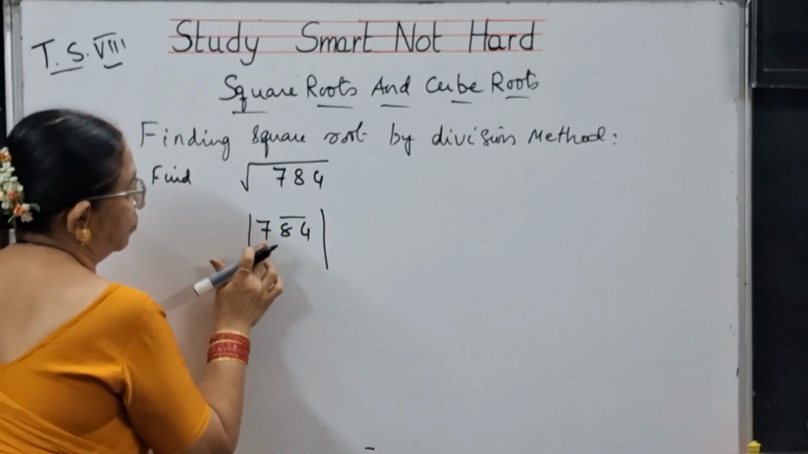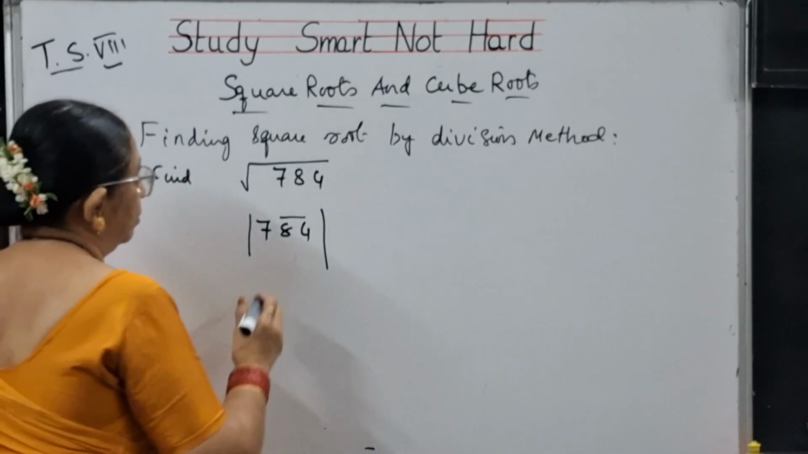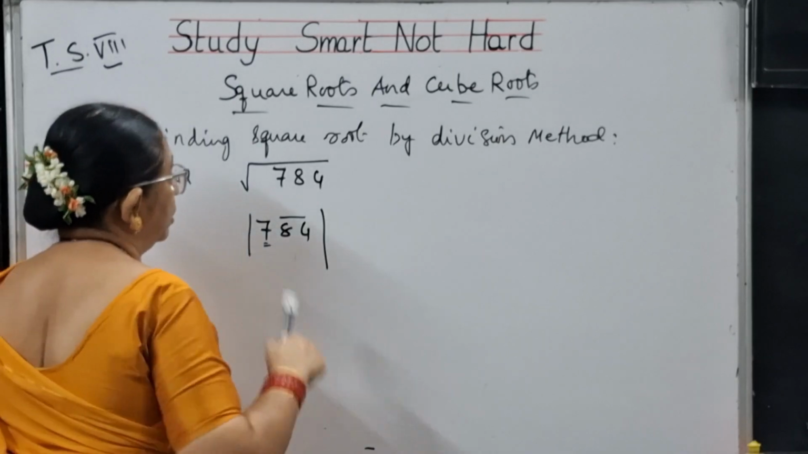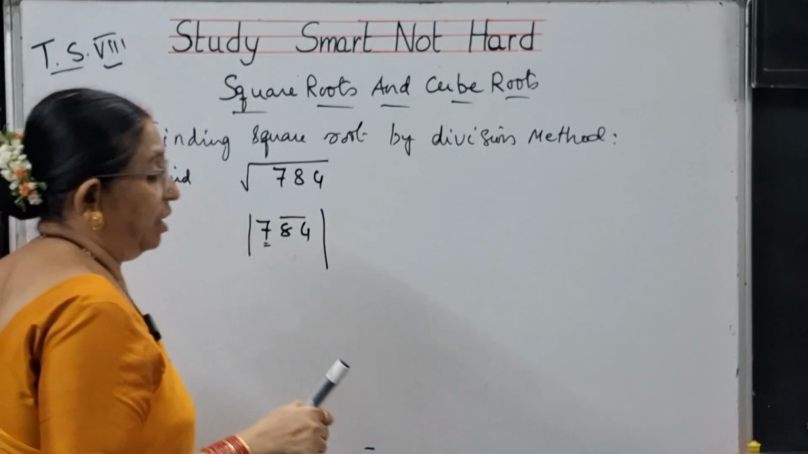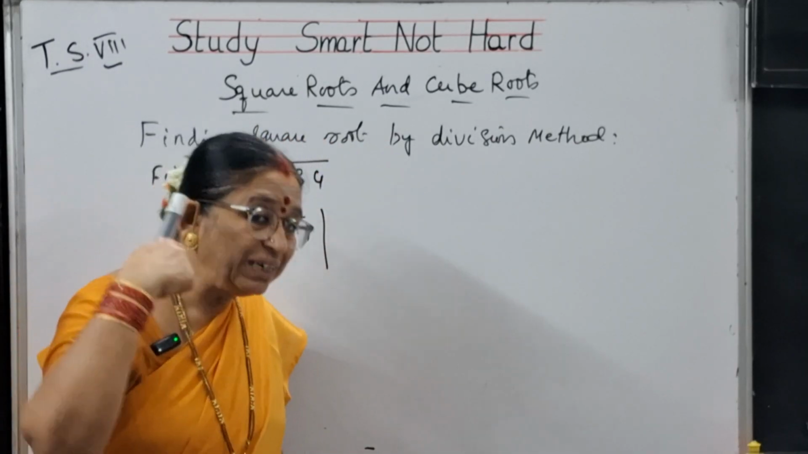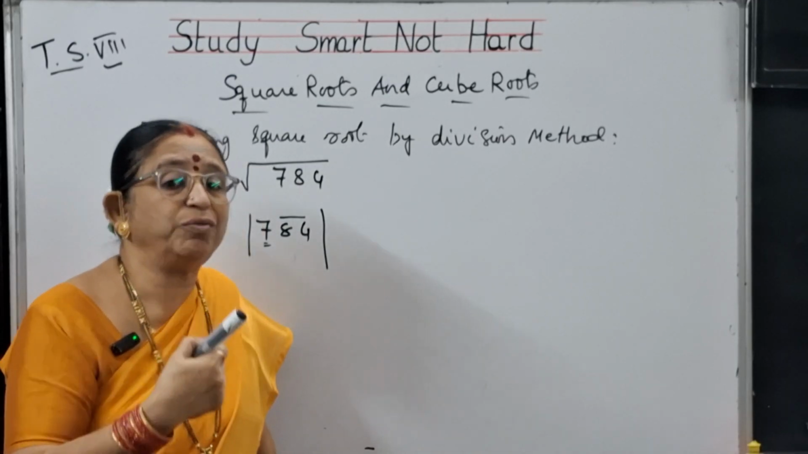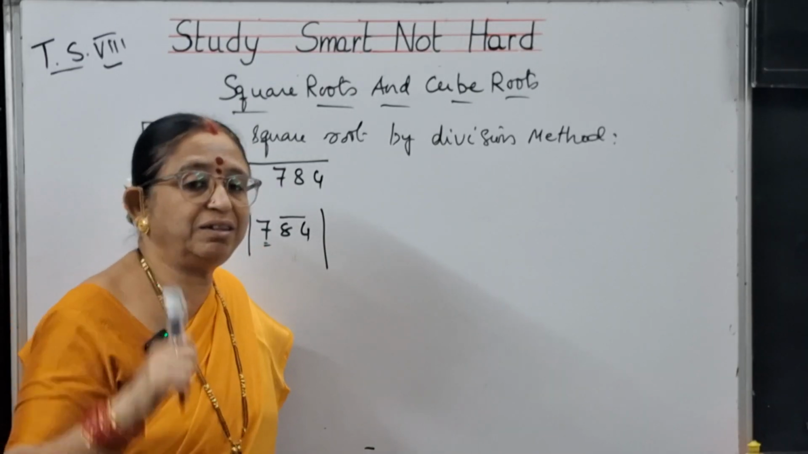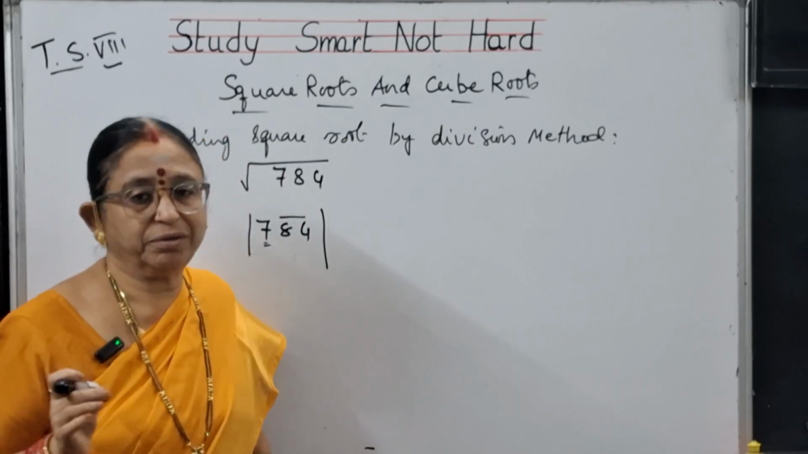After dividing this, what you have to do, you have to take the first group. From here we will start: first group, second group, third group. It depends upon the number that is given to you. Now you take this number, this is 7. Now, what you need to do, you have to search for the number which, if you multiply by itself, the product will be either equal to this number or less than this number. That means you have to find out the square of a number.